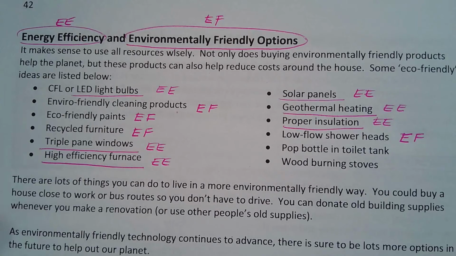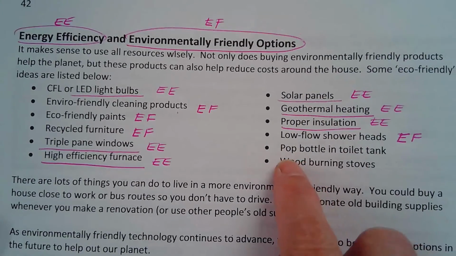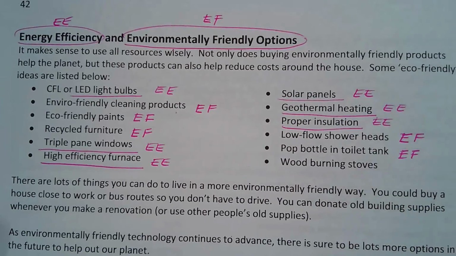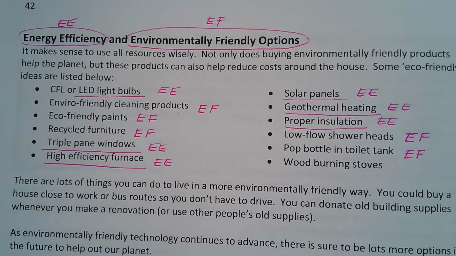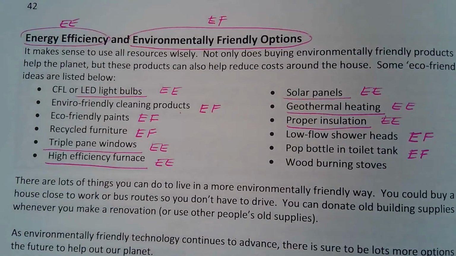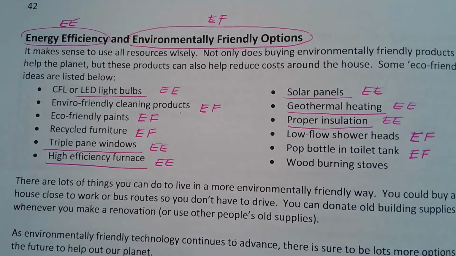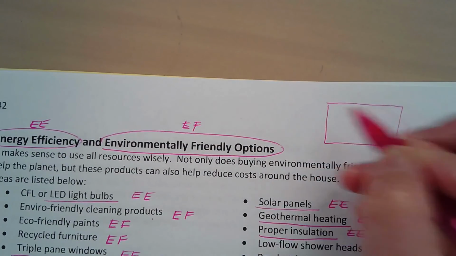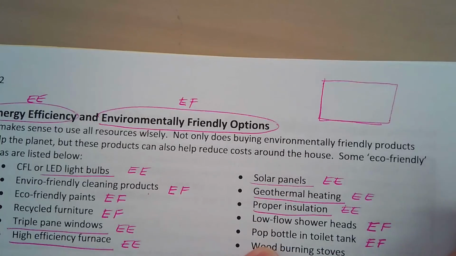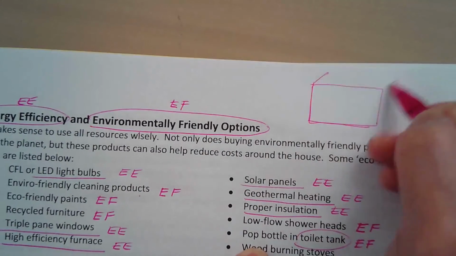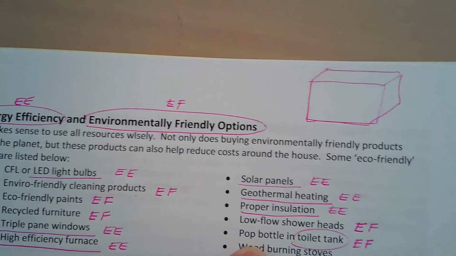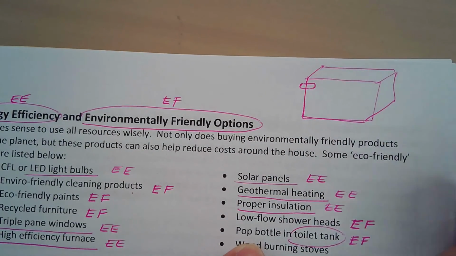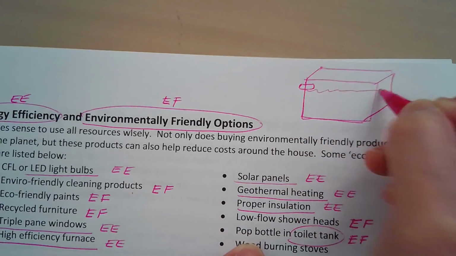I'm really confused about the pop bottle. You're confused about the pop bottle and toilet tank. Why would somebody put a pop bottle in the toilet tank? If they're eco-friendly. So what happens is, let's say this is the toilet tank. This is the flushing thing.